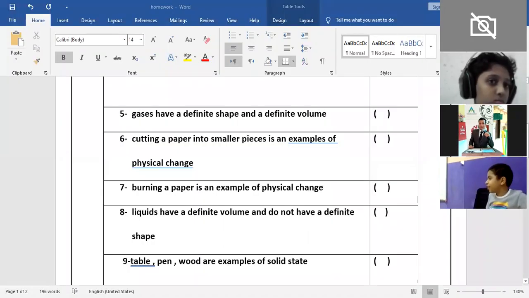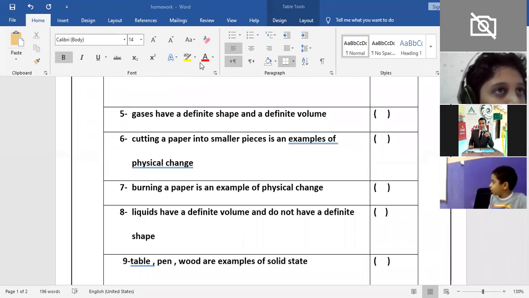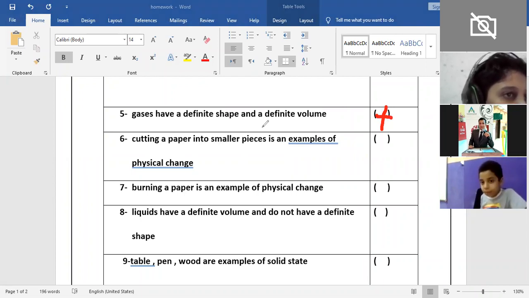Yes, complete number 6. Cutting a paper into smaller pieces is an example of physical change. Cutting a paper into smaller pieces is an example of physical change.